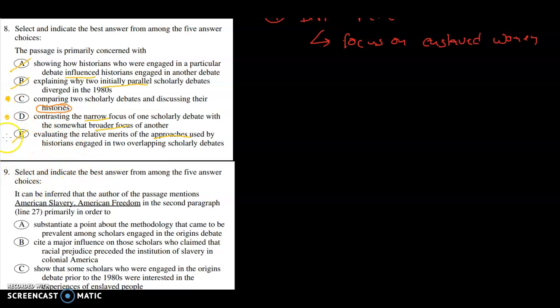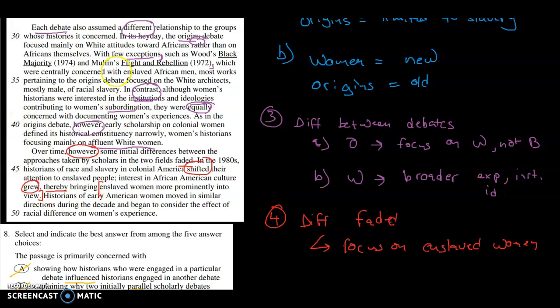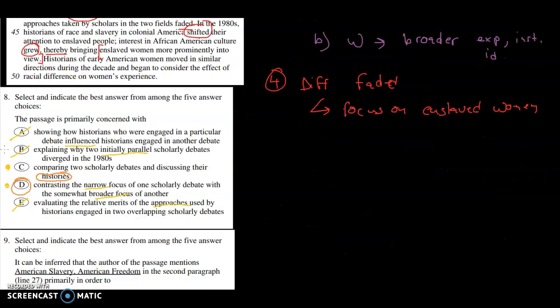Okay, I would go with D because narrow focus versus broader. Look at this. Remember, it says that with few exceptions, most of these were focusing on the white architects of racial slavery. In contrast, the women's historians were interested in the institution's ideologies, equally concerned with documenting women's experiences. So it's like one was focusing on one topic, and the other was focusing on a broader topic, more than one thing. So that seems to be the correct answer there.